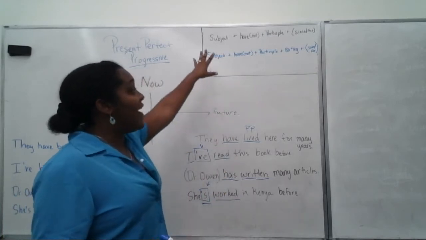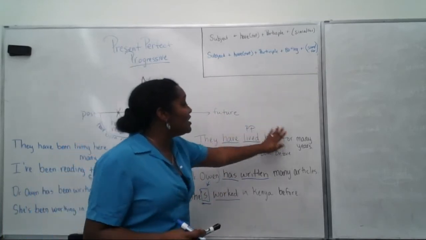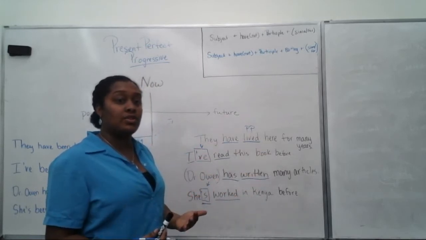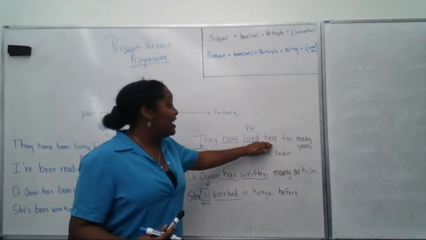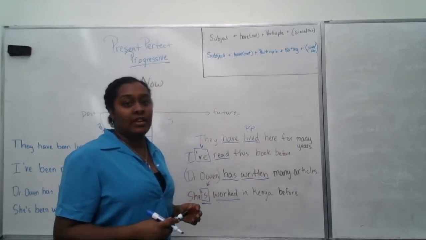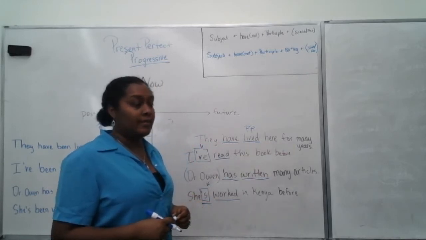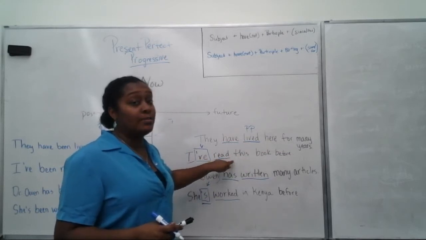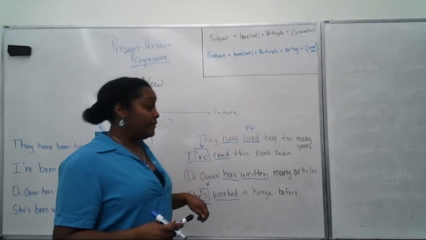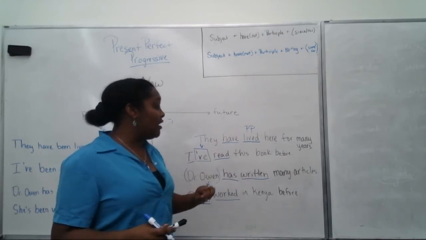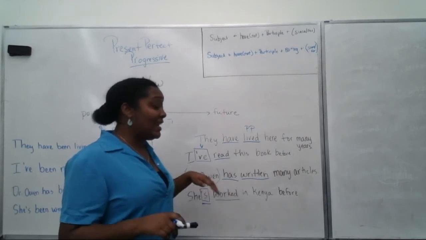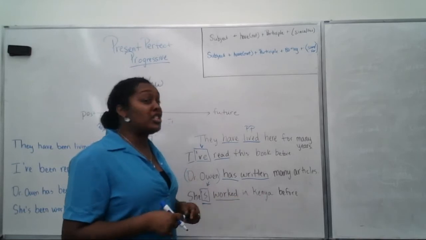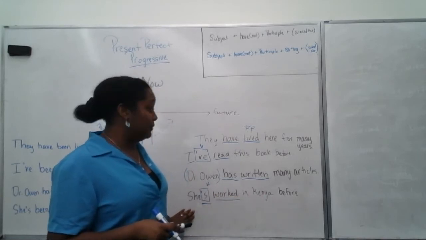So these are examples of how we would use the present perfect. And all these examples mean that the action is completed, but it has some consequence on the present. So they lived here for many years, but they don't live there anymore. Okay? I've read this book before. I'm no longer reading this book. Dr. Owen has written many articles. He is not writing them right now. She's worked in Kenya before. She does not work in Kenya anymore.